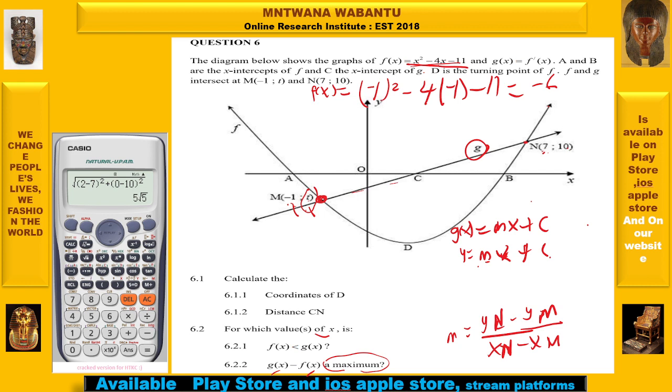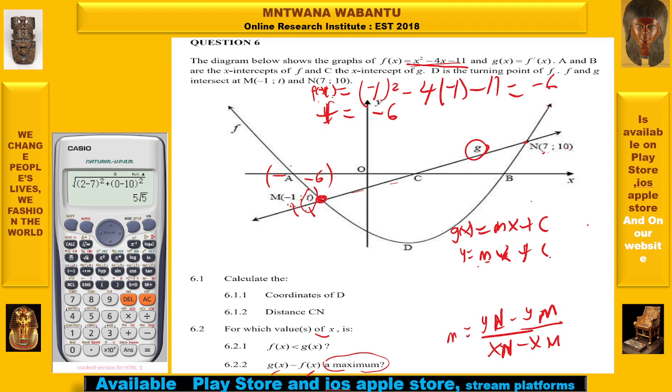Now we have the value of t equal to negative 6. It means when x equals negative 1, the value of t equals negative 6. We needed that point, so you have to show that in your solution. So t equals negative 6.